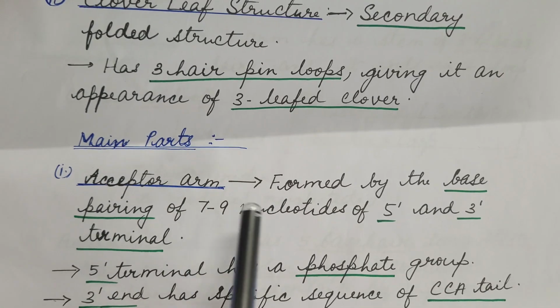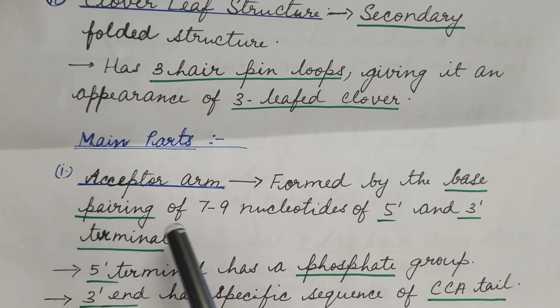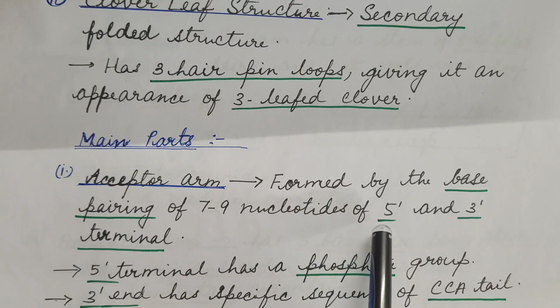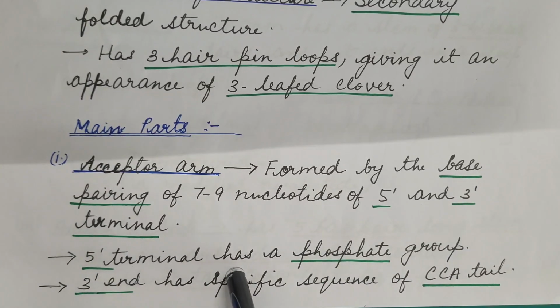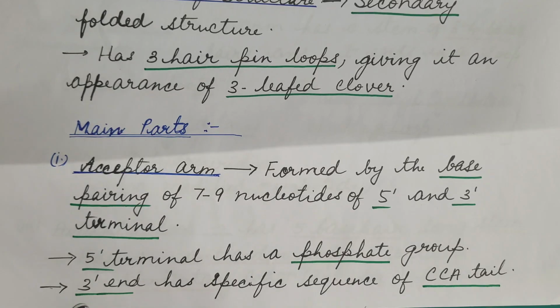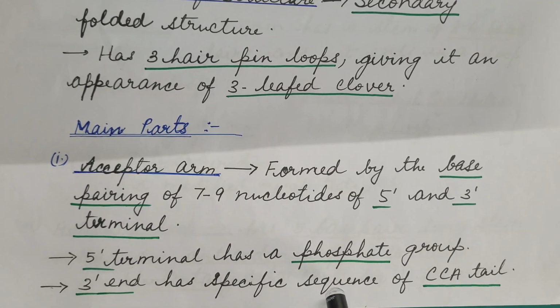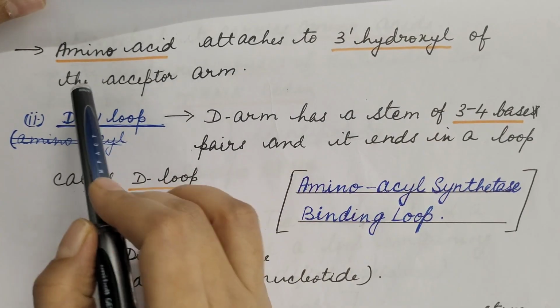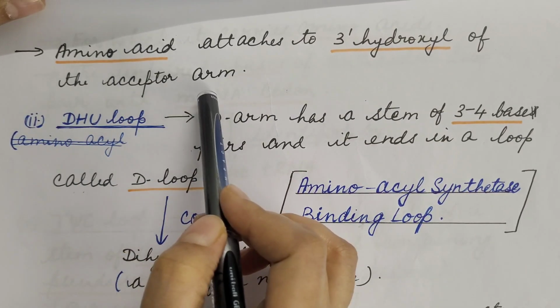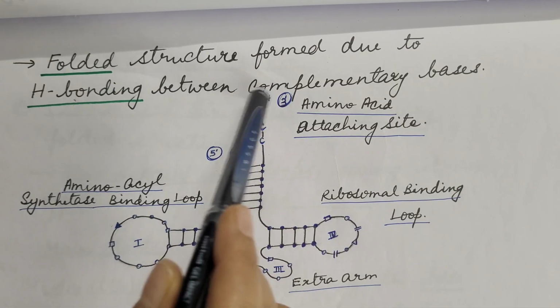First is the acceptor arm, which is formed by the base pairing of 7 to 9 nucleotides of the 5' and 3' terminal. The 5' terminal has a phosphate group. The 3' end has a specific sequence of CCA tail. Amino acid attaches to the 3' hydroxyl of the acceptor arm. So this is the acceptor arm.